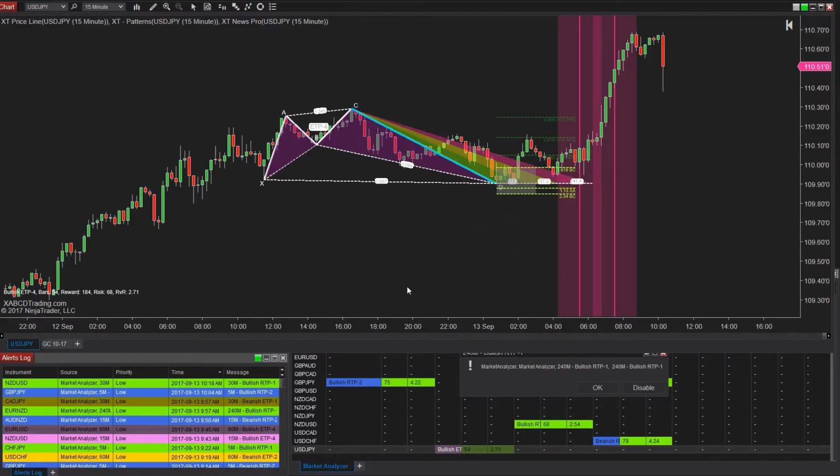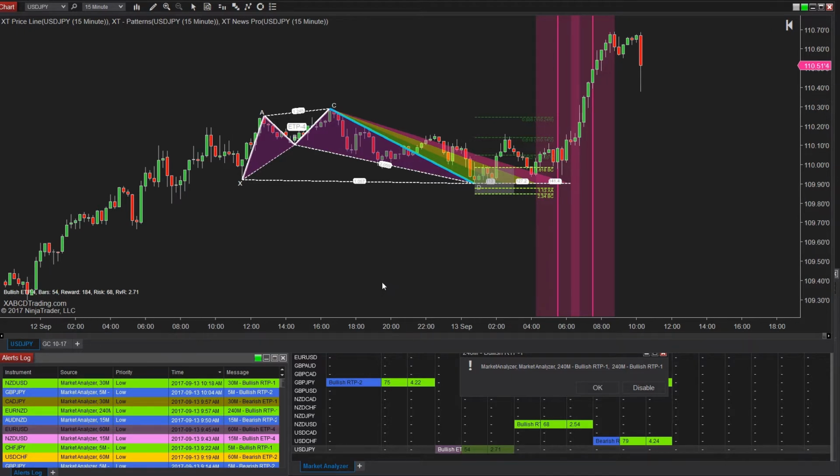If all the lines that make up your pattern are blue, then you're in the right time frame. If any of them are white, you actually need to go down a step and go to a different time frame until they all turn blue. This is going to have a profound impact on how you manage your trades, and we're going to talk about that in just a second.